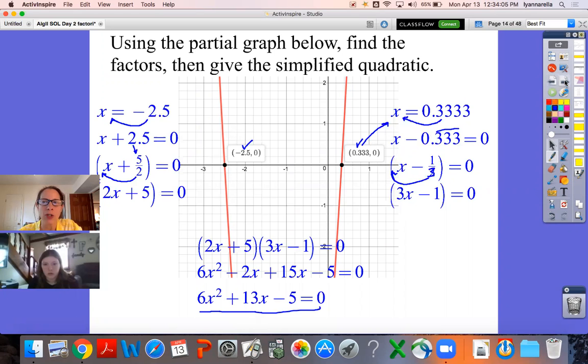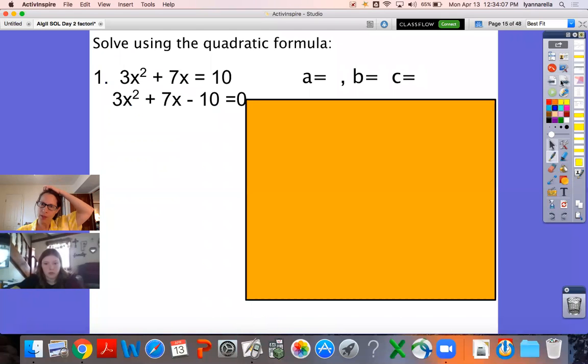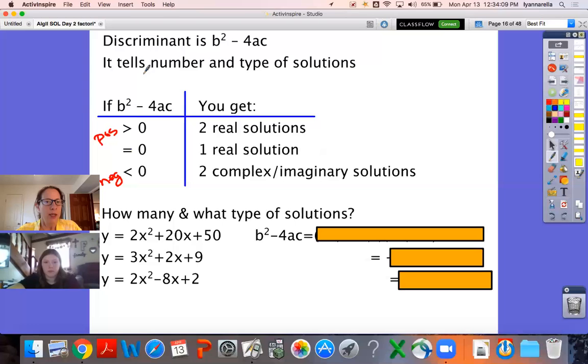We'll do another one. I'll show you one later on. So I'm going to skip that. Don't forget that the discriminant of the quadratic formula is b squared minus 4ac, and it tells us how many solutions and what types they are.